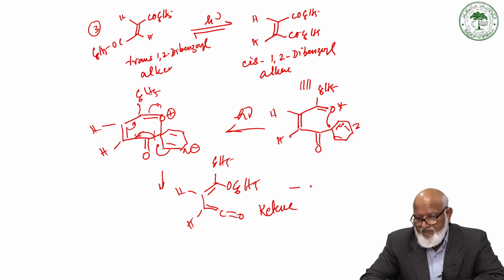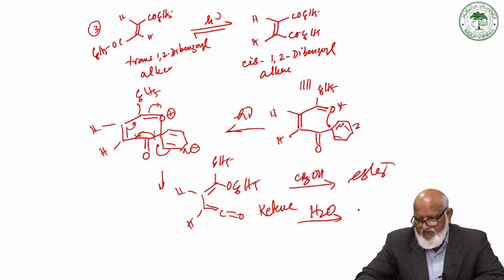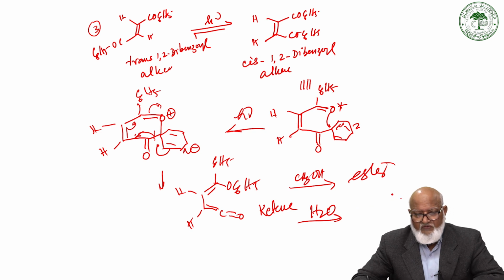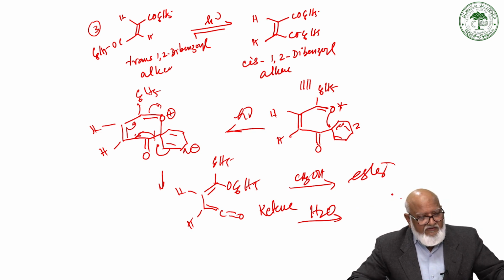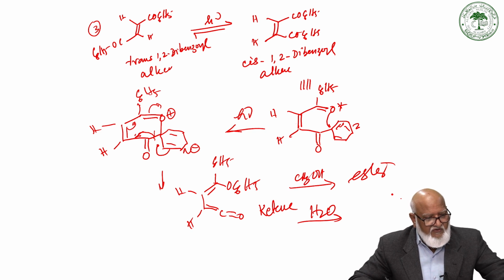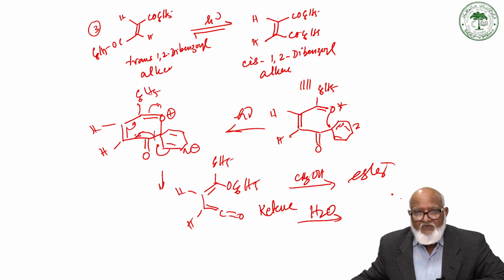And this ketene, in the presence of methanol, gives an ester, and if there is some moisture, it gives an acid. So so far we have learned the photochemical reactions of open chain alkenes. Now what happens in the photochemistry of cyclic alkene?